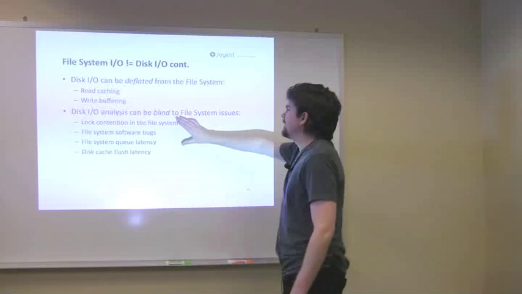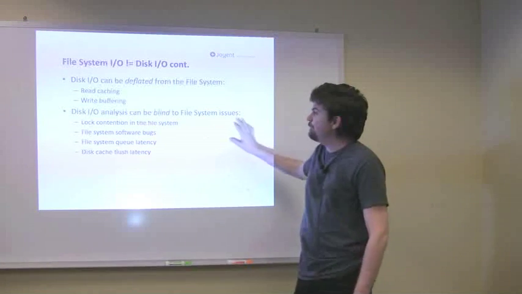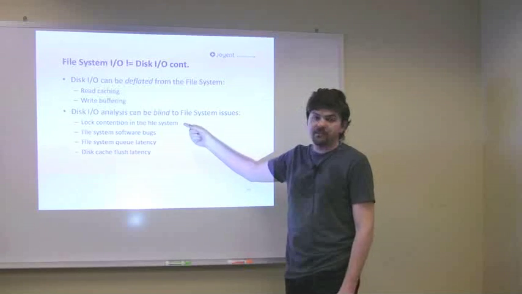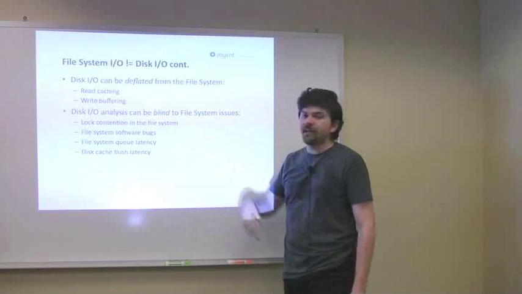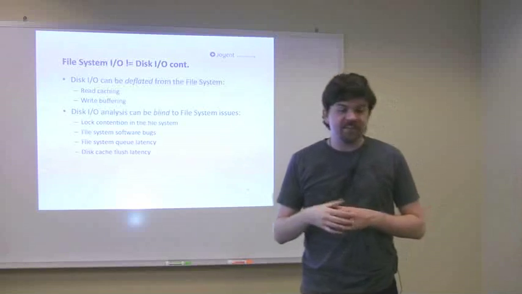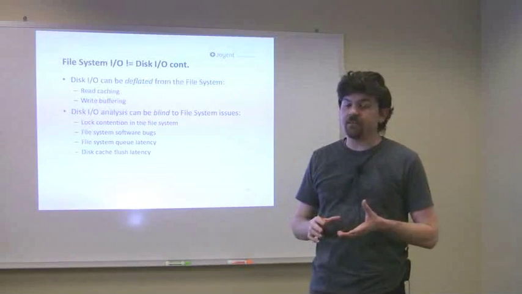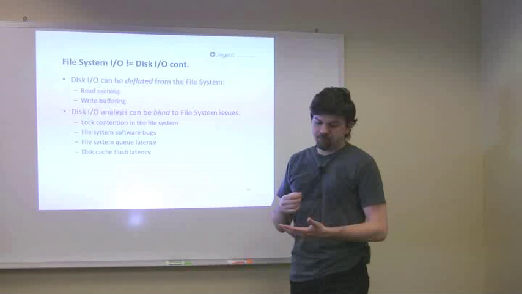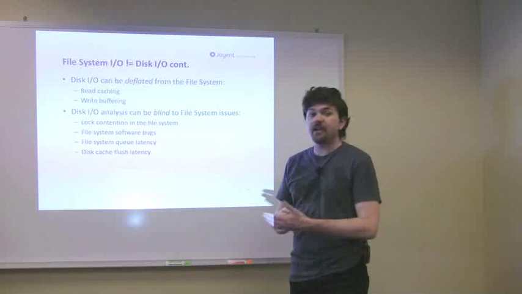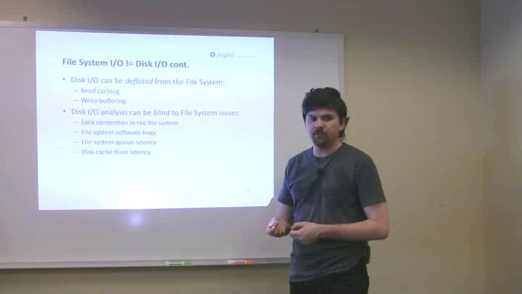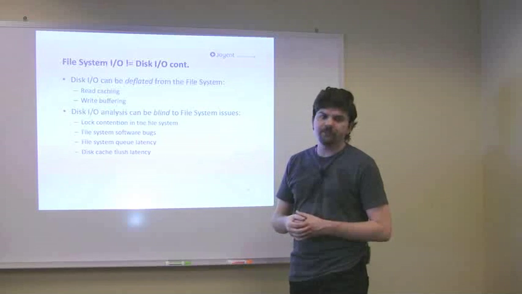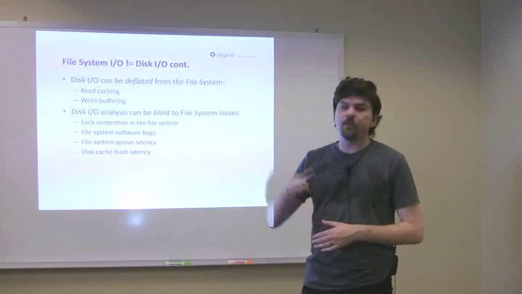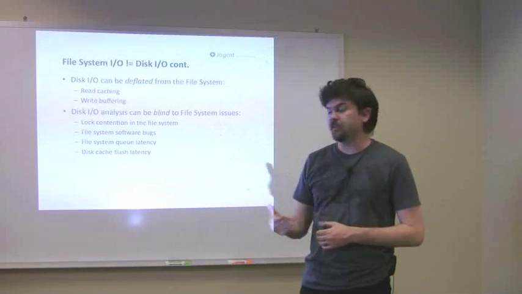And this one's particularly important. Disk I/O analysis can be blind to file system issues, such as lock contention in the file system. I've seen many cases where there's some issue, which could even be a file system software bug, where there are milliseconds, hundreds of milliseconds waiting on a file system lock for that read or write to complete. This isn't at the disk level. So you're looking at the disks and you see nothing, but the application is blocked on the file system.